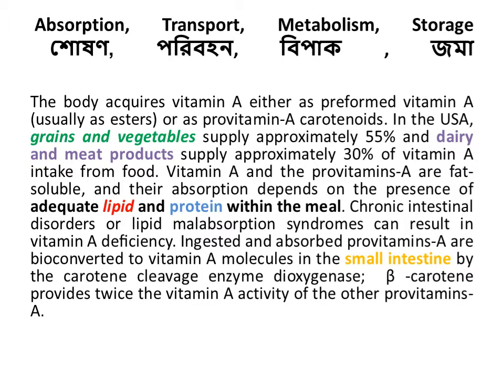Ingested and absorbed provitamins A are bioconverted to vitamin A molecules in the small intestine by the carotene cleavage enzyme dioxygenase. Beta carotene provides twice the vitamin A activity of the other provitamins A.